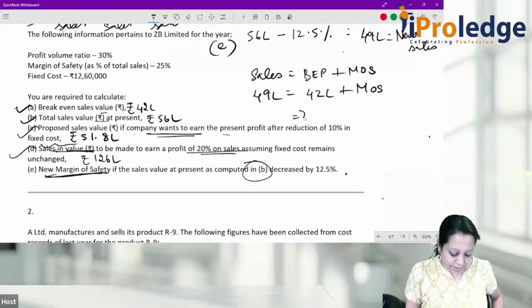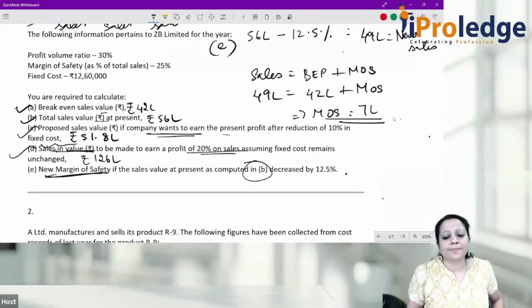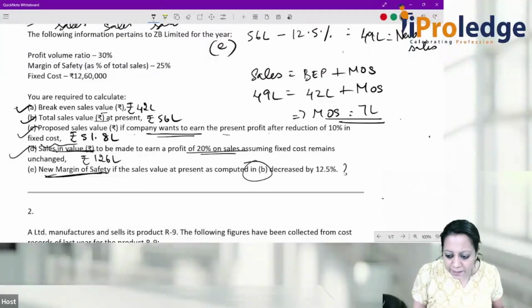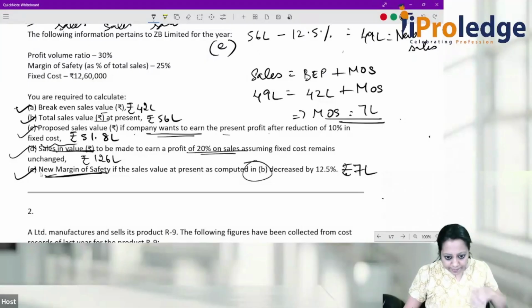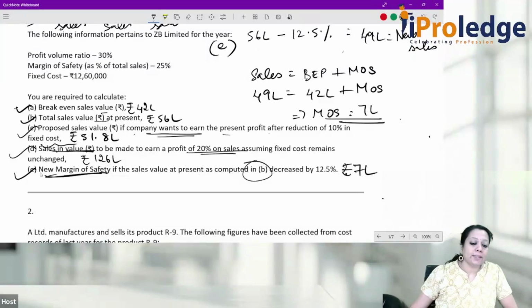Please find out MOS, students. It is 7 lakhs, isn't it? Rupees 7 lakhs. That is the margin of safety. I'm assuming that it is margin of safety in value.